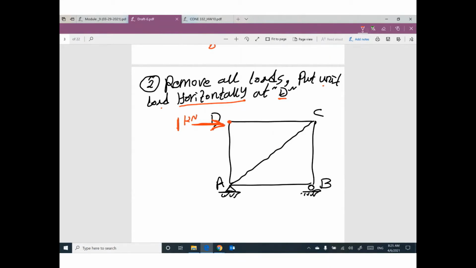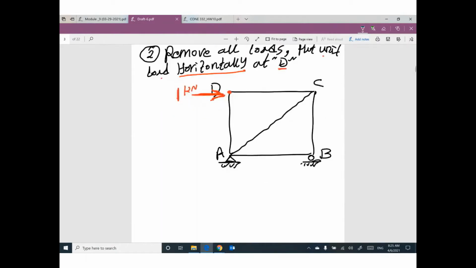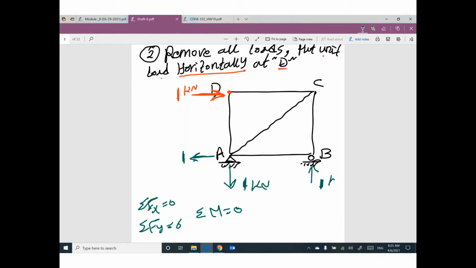Go ahead and solve this truss one more time. So we have a new truss with new load, so we have new reactions. We have a vertical reaction here and a horizontal reaction here. If you apply summation Fx equals 0, this one will be 1. If you apply summation Fy equals 0 and summation moment at any point equals 0, I believe this one will be 1 and this one will be 1 kilonewton.